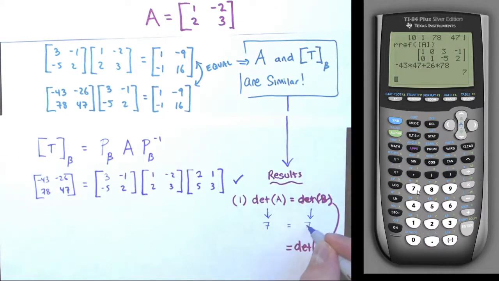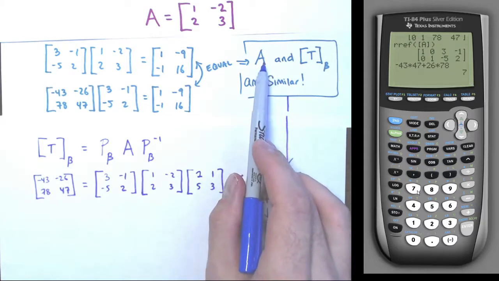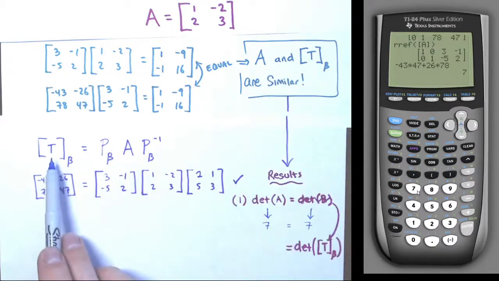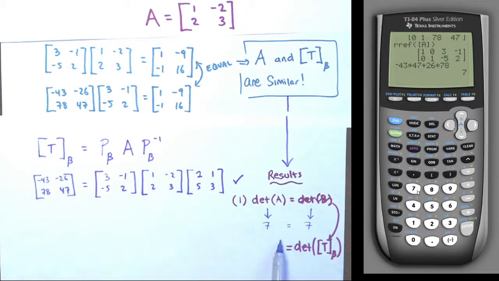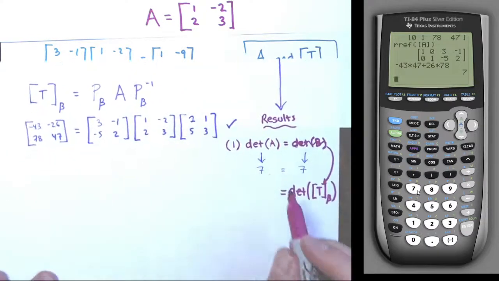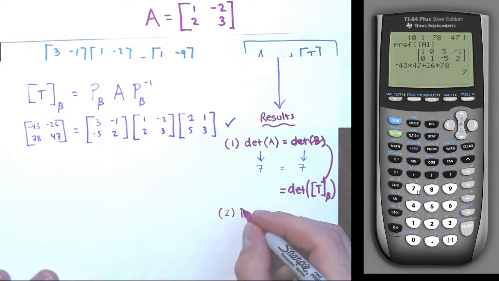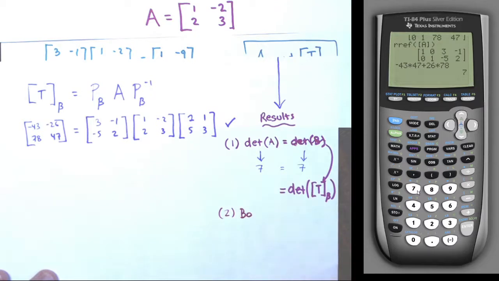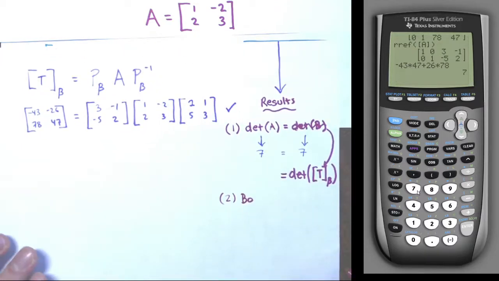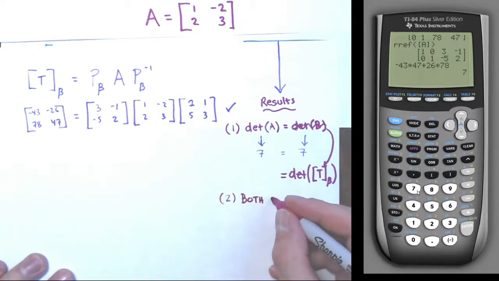But look, the determinant of the standard matrix and the determinant of this matrix representation with respect to B are both 7. So that means they're both invertible, if their determinants are both non-zero. Two similar matrices are either both invertible or both not invertible, and that comes from the fact that they have the same determinant. All right, they're both invertible.